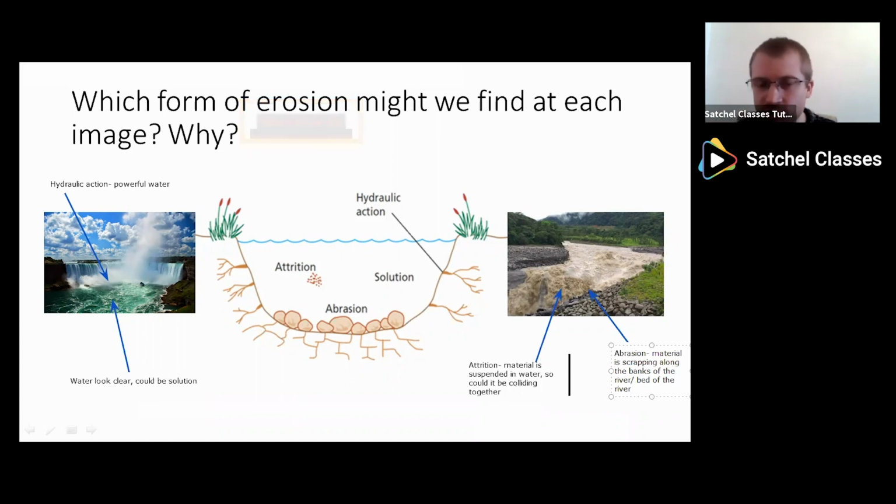So a lot of this erosion you need to assume, but we can use certain points of evidence. Either way, with hydraulic action, we can see powerful water. With attrition, we can see there's sediment in the water. And with abrasion, we can also see powerful water, so we assume that it's going to be moving that sediment right at the bed of the river, scraping it along, wearing away the bed of that river channel, which ultimately makes the river deeper.